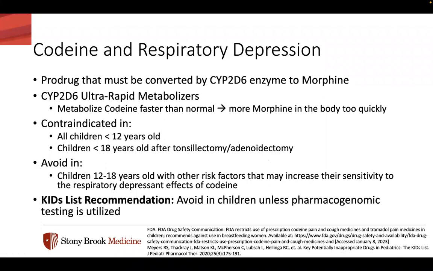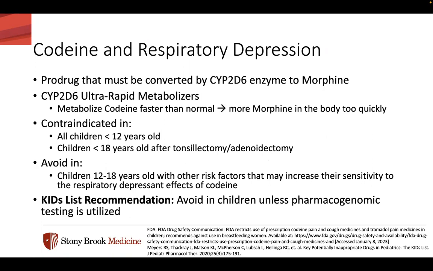So codeine first. Codeine can cause respiratory depression. So codeine is actually a prodrug. That means that when you take codeine, it's not actually active. It needs to be converted by CYP2D6, which is just an enzyme in our liver that converts it to morphine, which is the active form.